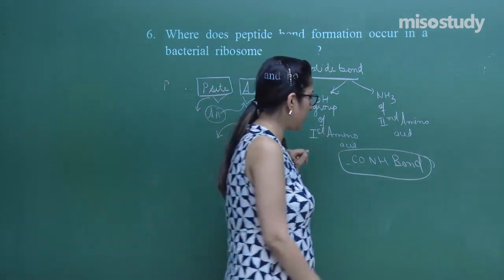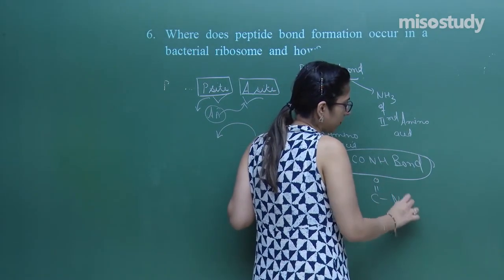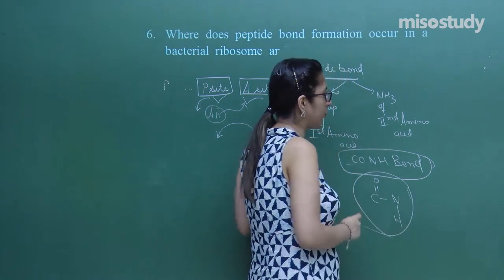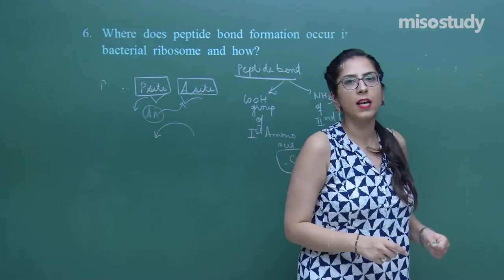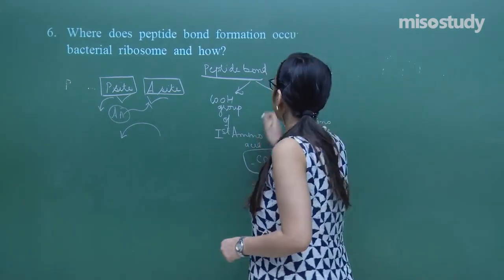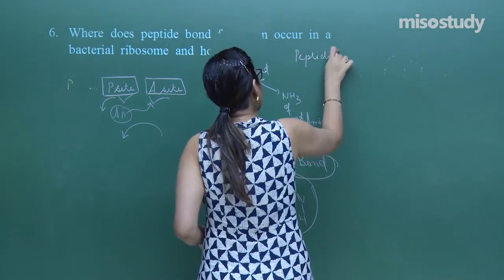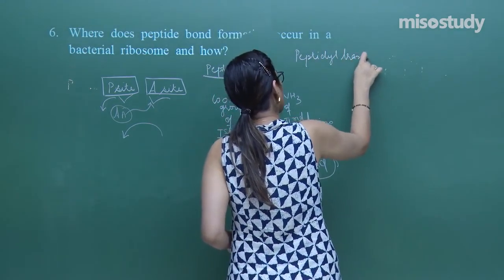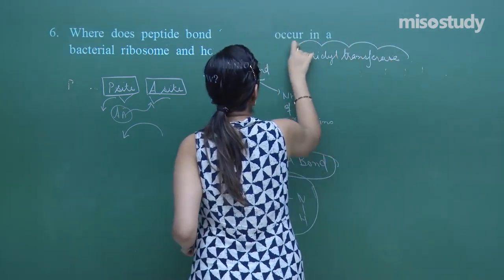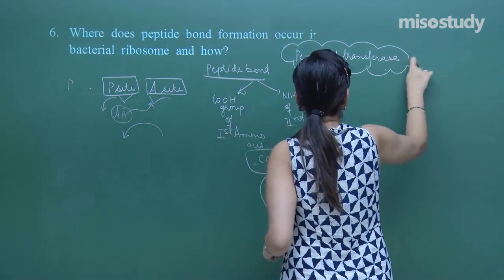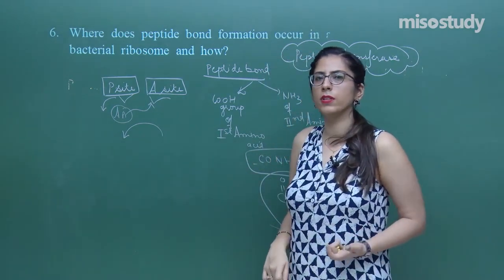Such a CONH bond is formed. This is called a peptide bond. And there is also an enzyme responsible for peptide bond formation, and that is called peptidyl transferase. Peptidyl transferase. Right, this is how the peptide bond is formed.